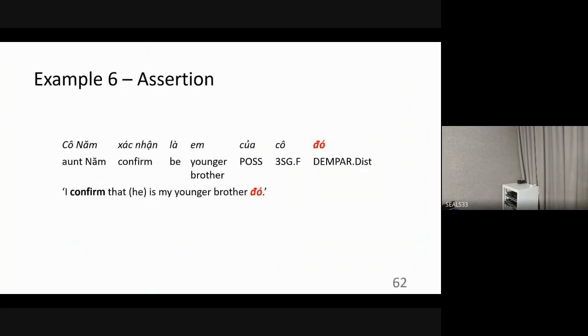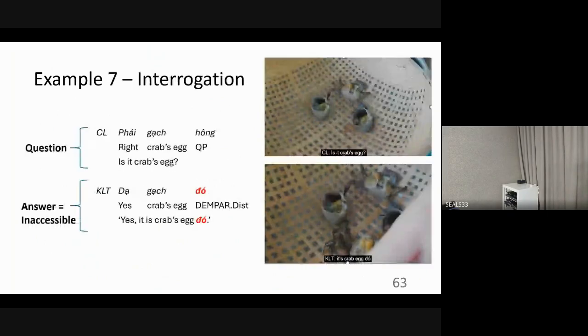So let's look at this one. This assertion, you see this distal particle đó at the end of an assertion. I confirm that he is my younger brother, đó. And then in interrogation, we see that the answer, the inaccessible information for the person asked, is now marked with the distal. Is it crab's eggs? Yes, it is crab eggs, đó.